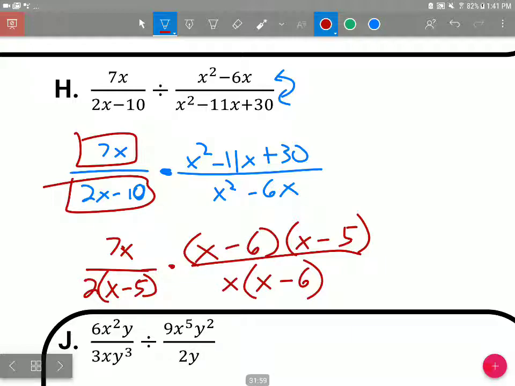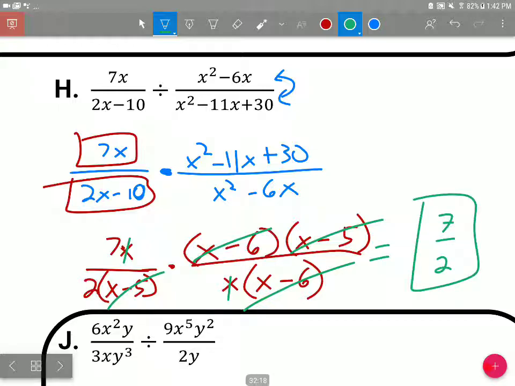All right, so start slashing. What can we get rid of? X minus 6, x minus 5. What else? The x. Good. Anything else? That's it. So our answer is 7/2. Cool? I know you do. That's why I torture you so.